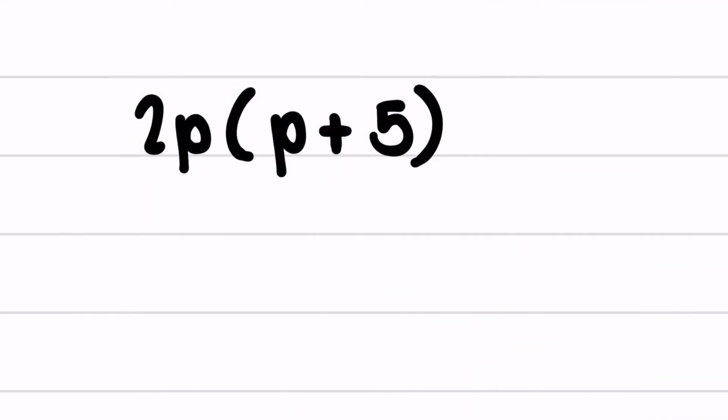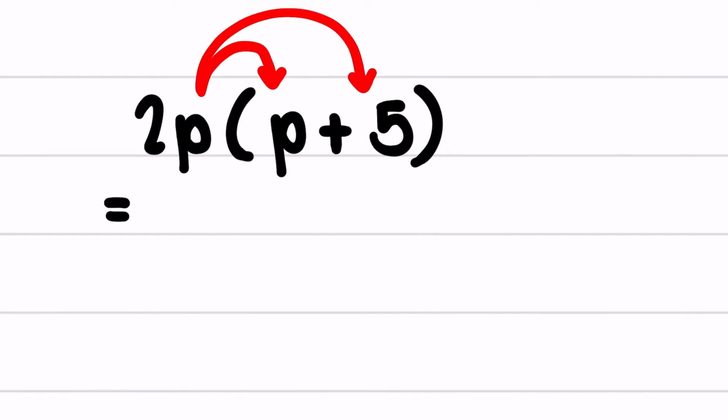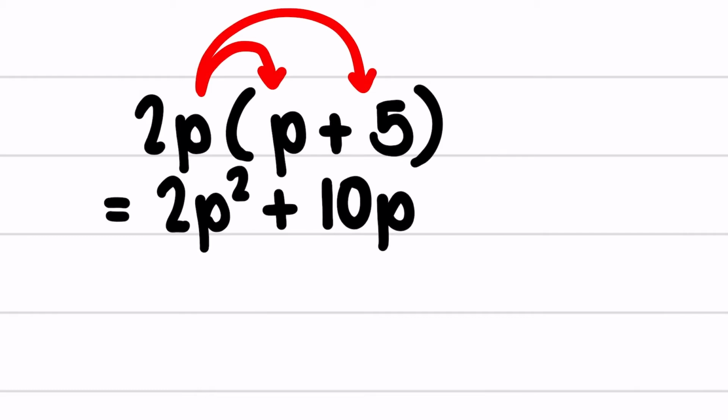If we have 2p into p plus 5, we're going to multiply the 2p into the brackets. So again, I'm multiplying the same base, so 2p times p. The p inside the bracket has a coefficient of 1, so 2 times 1 is 2. p times p is p squared. 2p times positive 5 is positive 10p, because I multiply the 2 and the 5 together and I carry down the p.